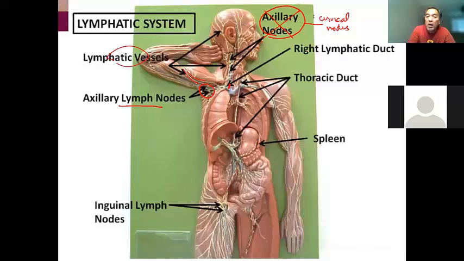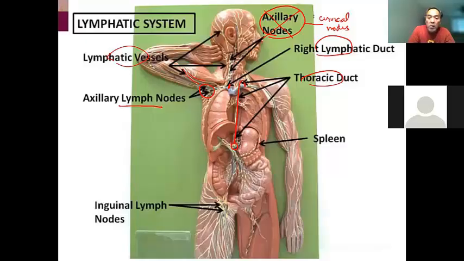Now, the duct that we can see draining into the right subclavian vein, that's the right label. That's called the right lymphatic duct. And the duct that drains to the left subclavian vein, that's the correct label. That's called the thoracic duct. And remember, the thoracic duct is also connected to the cisterna chyli. So that's the whole thoracic duct here.